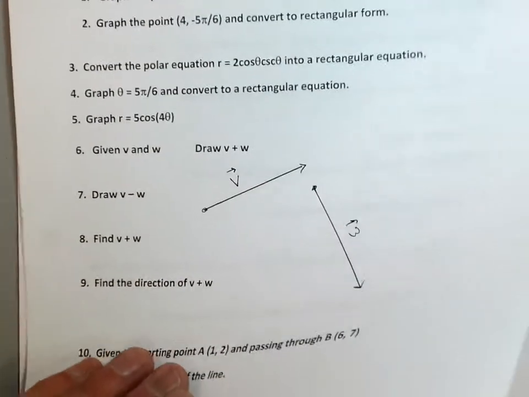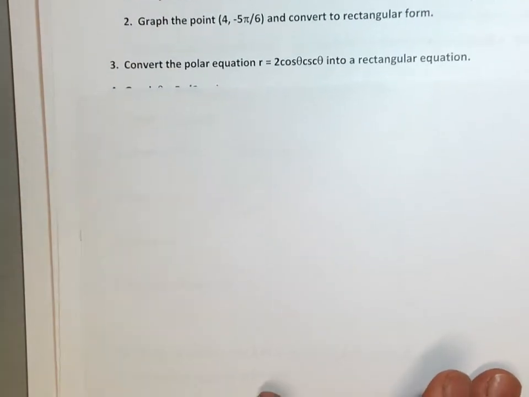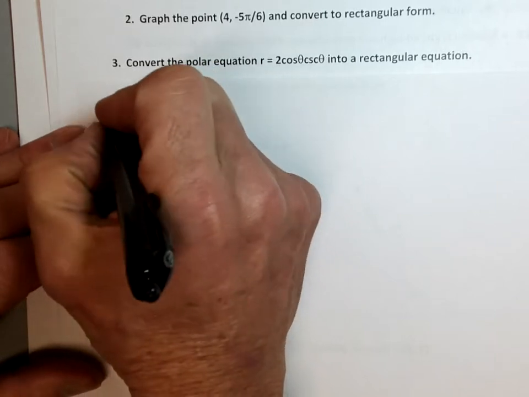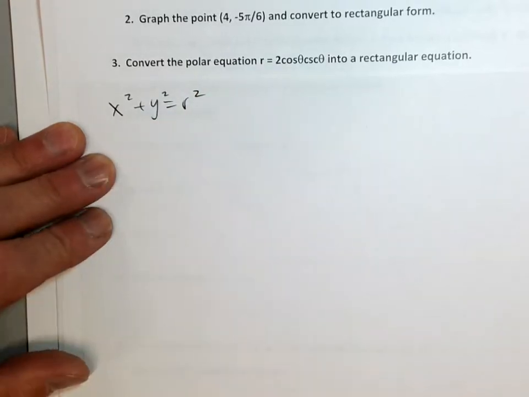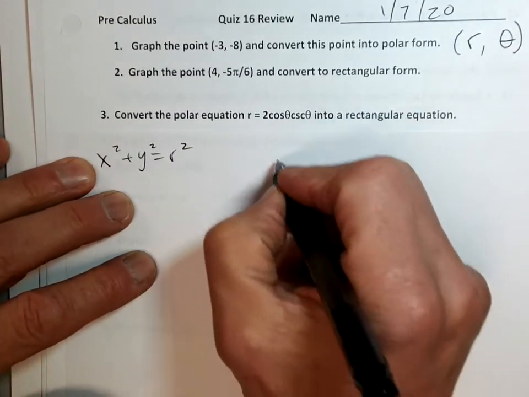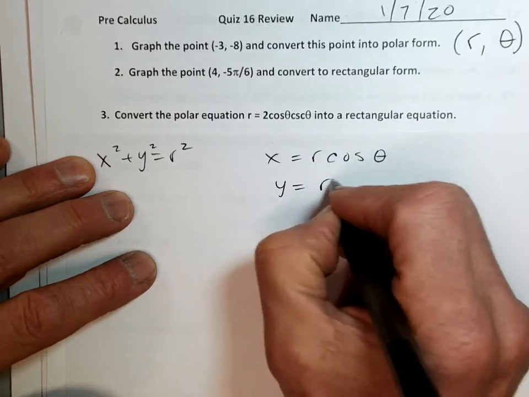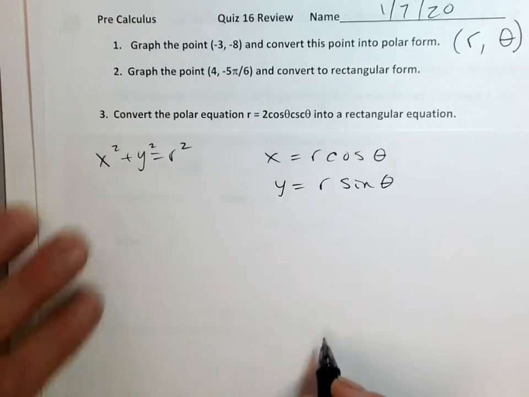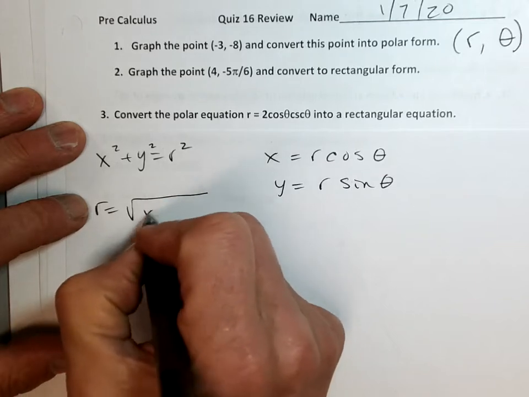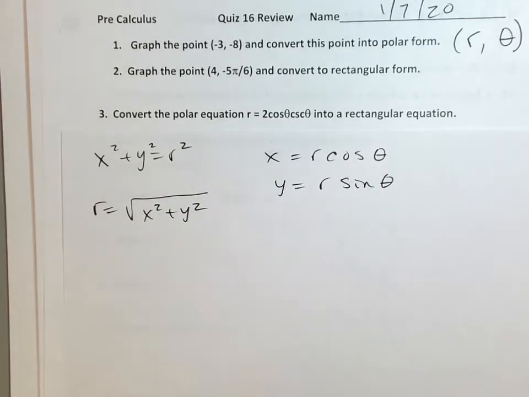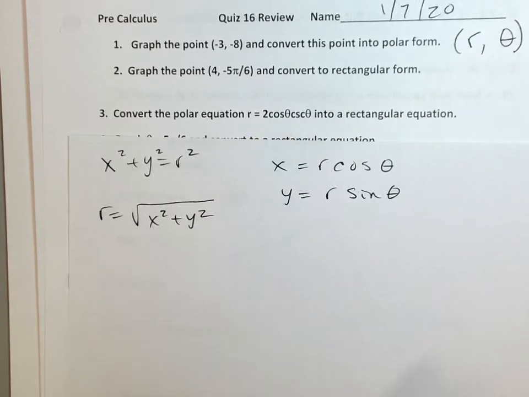Okay, number 3. So I want to convert. The conversions are a little bit hard, so to do them, I should definitely have some things in my notes. I know that x squared plus y squared is equal to r squared. That'd be a good thing to have in my notes. I know that x is equal to r cosine theta and y is equal to r sine theta, right? I could also say that r is equal to the square root of x squared plus y squared. Okay, so if I want to convert, I want to get rid of the r's and the thetas and get x's and y's only, okay?